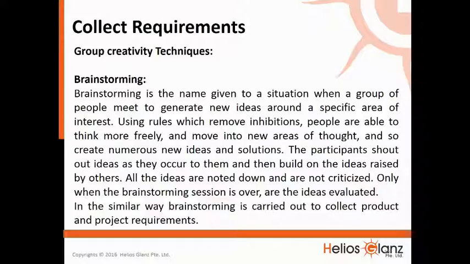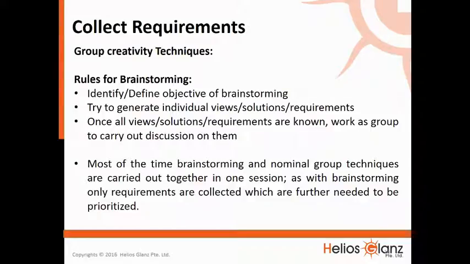Rules for brainstorming. Identify or define the objective of brainstorming. Try to generate individual views, solutions or requirements. Once all views, solutions or requirements are known, work as a group to carry out discussion on them. Most of the time, brainstorming and nominal group techniques are carried out together in one session. As with brainstorming, only requirements are collected, which further need to be prioritized.